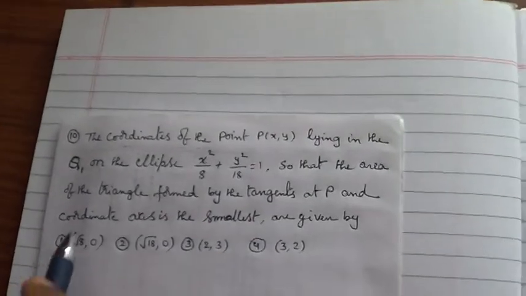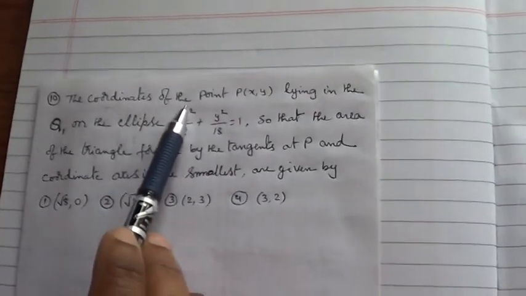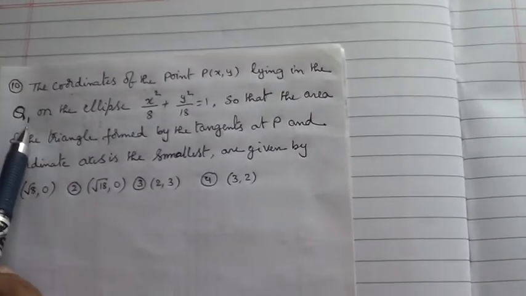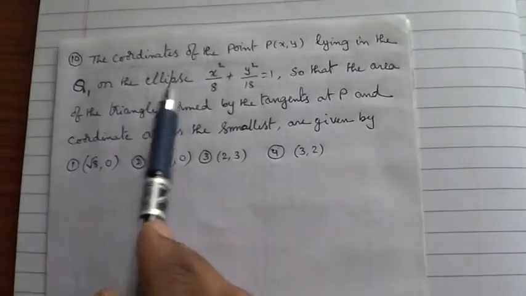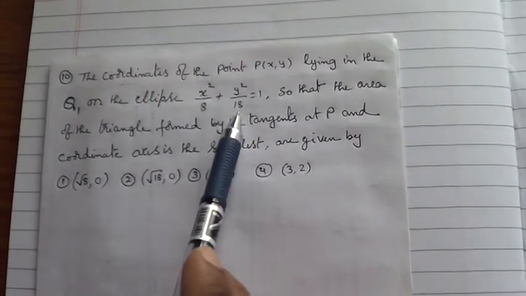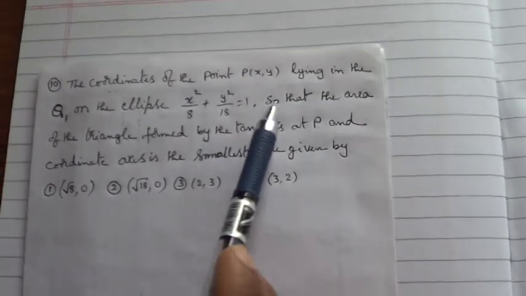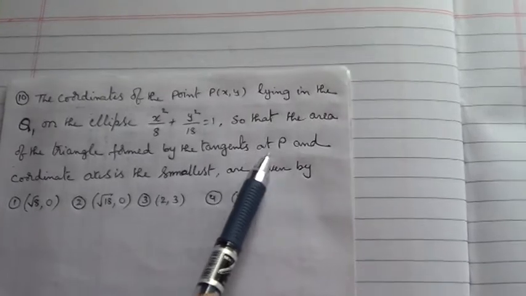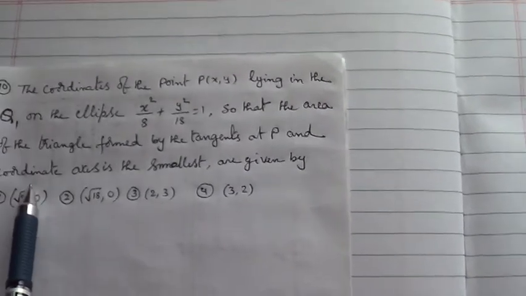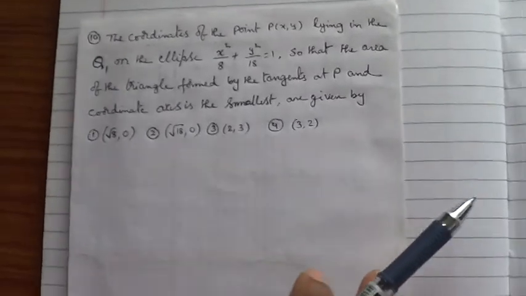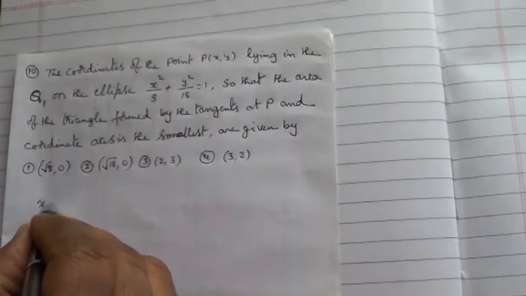So read the question. The coordinates of the point P(x, y) lying in the first quadrant on the ellipse x square by 8 plus y square by 18 is equal to 1, so that the area of the triangle formed by the tangent at P and the coordinate axes is smallest. First of all, can you tell me what the parametric equations are?